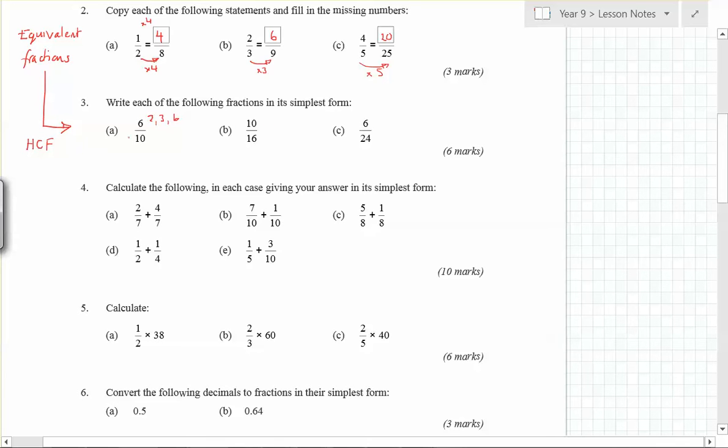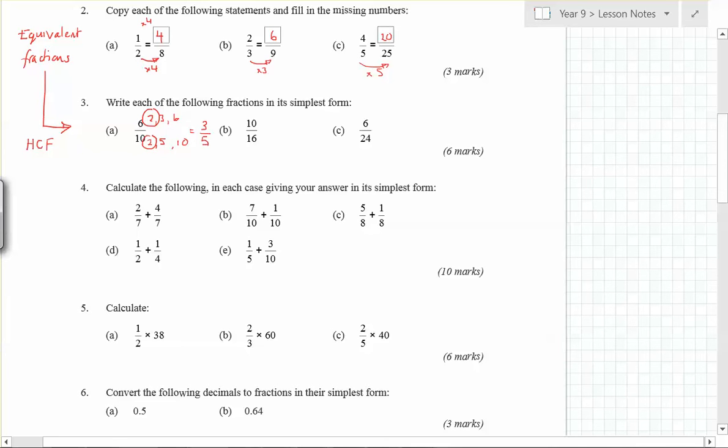We don't do this for every question, just to explain. So what divides into 10? 2 or 5 or 10. So what we're looking for is the highest common, which is 2. It's the only common one. So we know we have to divide by 2. So that makes 6 over 10 will end up being 6 divided by 2 is 3 over 5. 10 divided by 2 is 5. So that's how we do it.